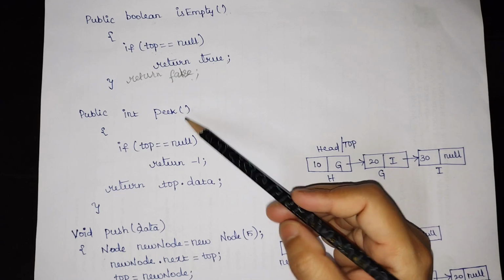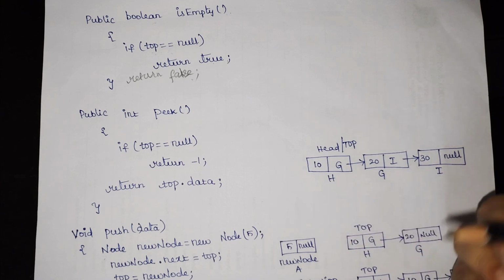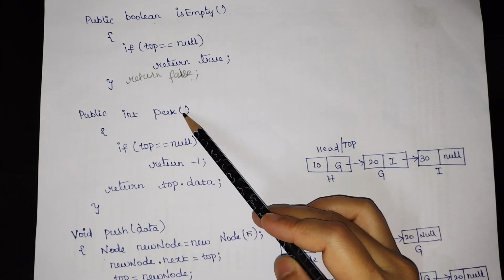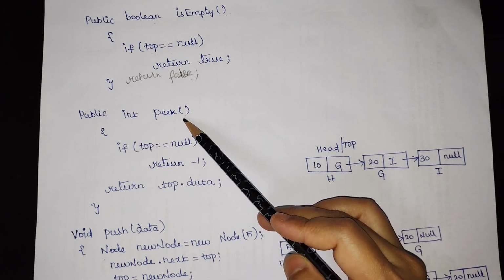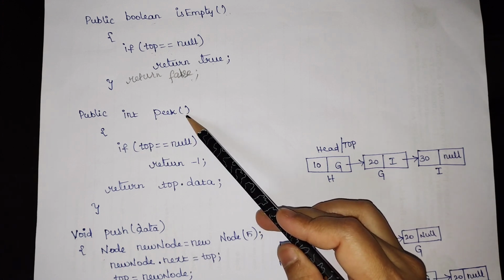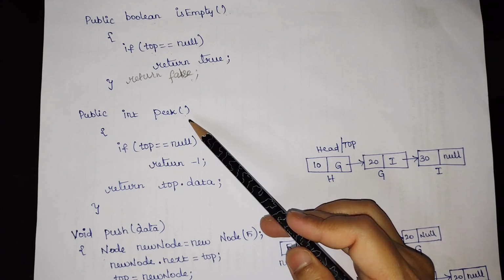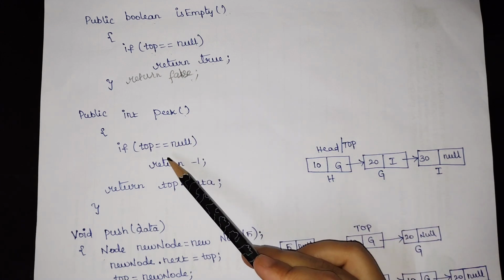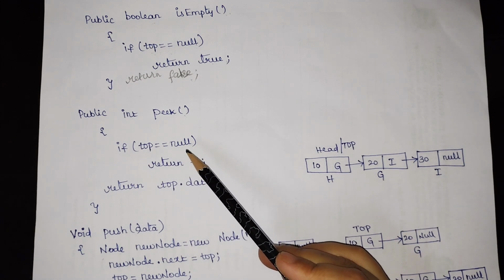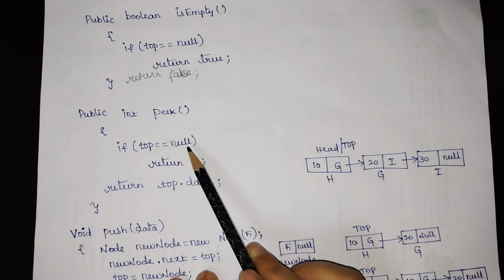The peek method is used when you want to return the top value of the stack. Before displaying the top value, you first need to check whether your stack is empty or not. If it is empty, you cannot display a value because it doesn't have any element in it, right? So first you need to make sure the stack is not empty and has some elements. For that, you check whether top is equal to null. If it is null, it means your stack is empty.